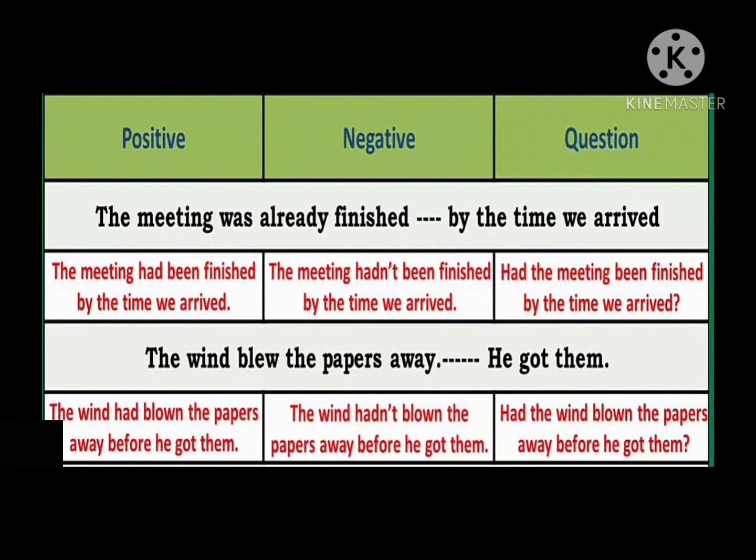Next, last one. The wind had blown the papers away before he got them. The wind hadn't blown the papers away before he got them. It is negative. The question is here: had the wind blown the papers away before he got them? Right? This is how the sentences can be changed into positive, negative, and questions.